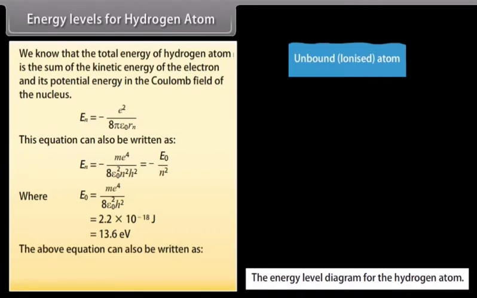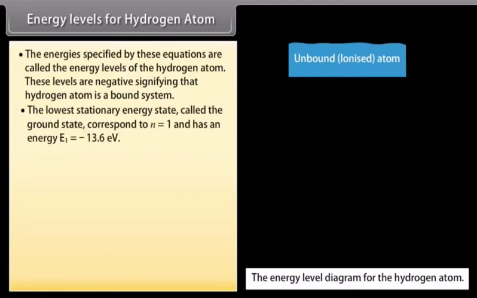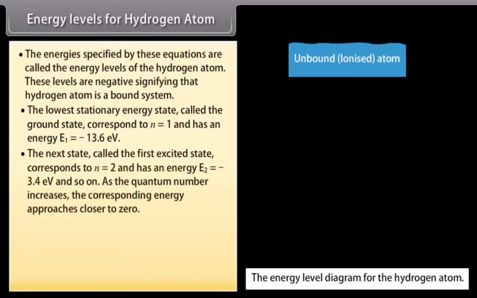The above equation can also be written as En equals minus 13.6 upon n square electron volt. The energies specified by these equations are called the energy levels of the hydrogen atom. These levels are negative, signifying that the hydrogen atom is a bound system. The lowest stationary energy state, called the ground state, corresponds to n as 1 and has an energy E1 equals minus 13.6 electron volt. The next state, called the first excited state, corresponds to n as 2 and has an energy E2 equals minus 3.4 electron volt and so on.